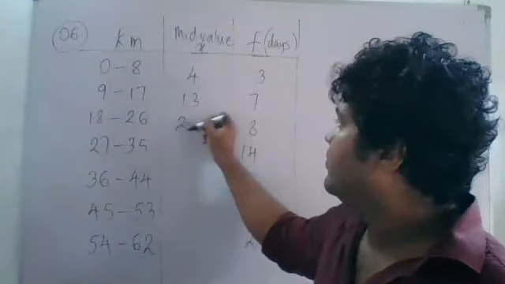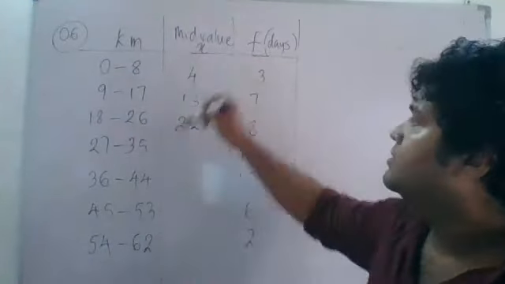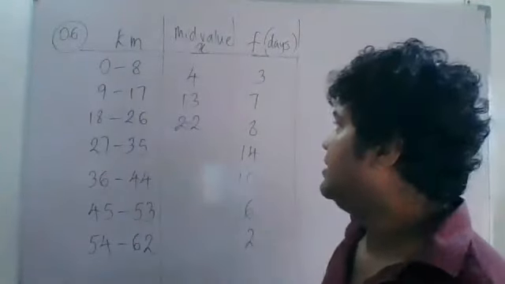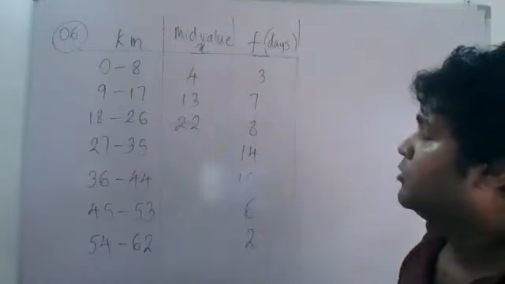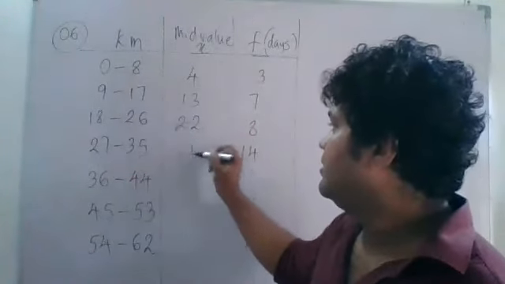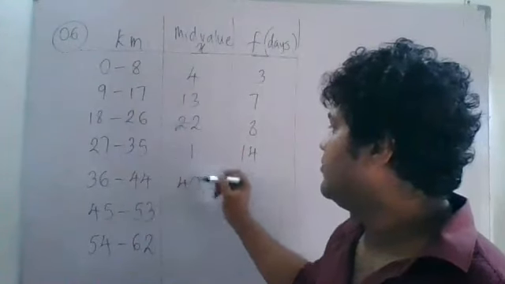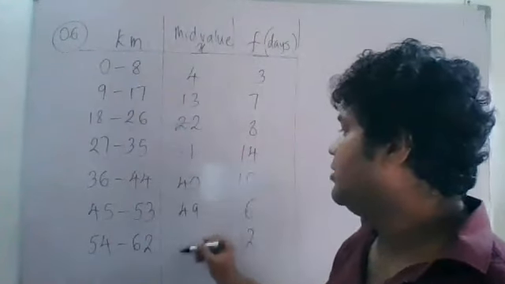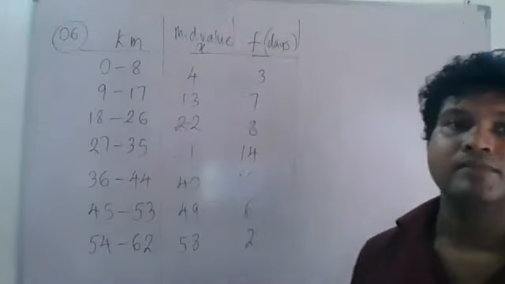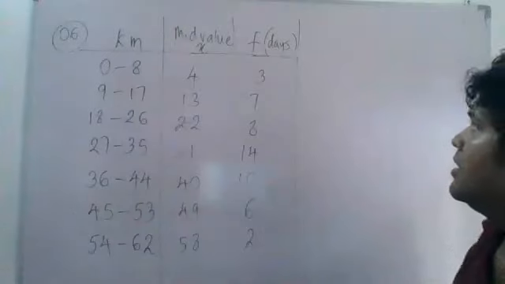So it's a pattern. 4 has become 13 by adding 9. When you add 9 to 13 you get 22, 22 plus 9 is 31, 31 plus 9 is 40, 40 plus 9 is 49. Now look at this, x and fx.